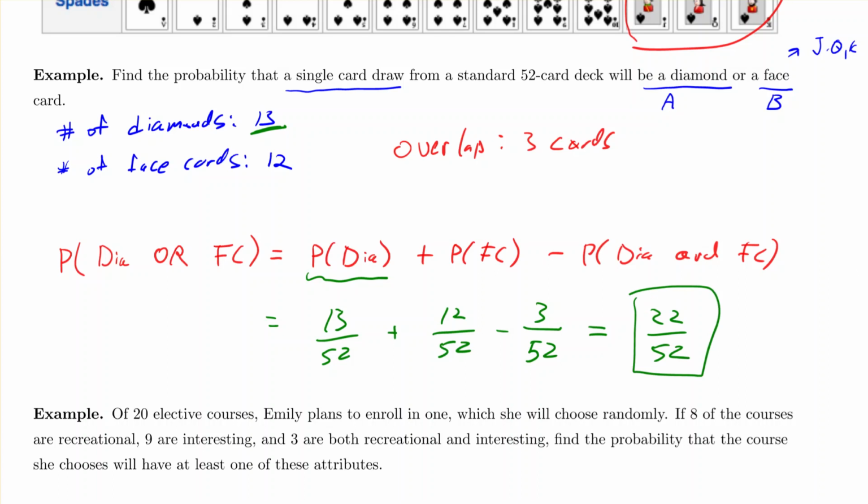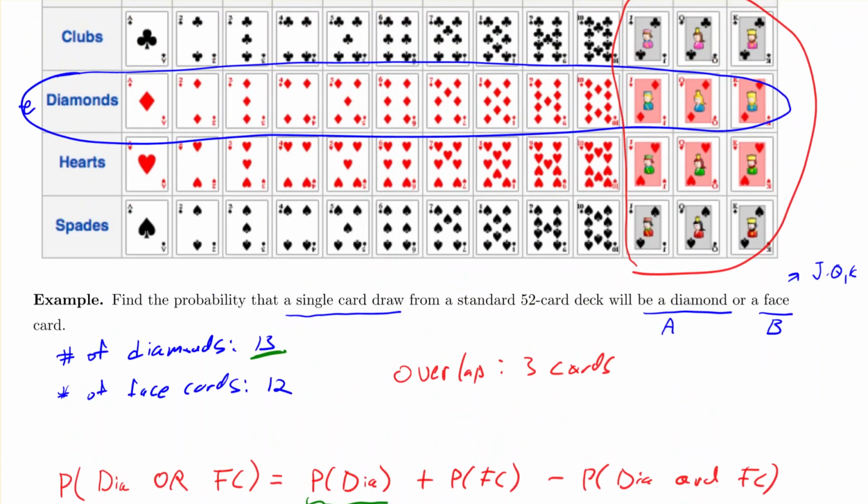So it's important to pay attention. A lot of times the problem itself will make sense or not make sense depending on the events, if they are mutually exclusive or not. Here it is possible to have a diamond and face card in context. But for example, diamond and spades are not possible. They're mutually exclusive. So what's the probability of diamond or spades? We just add 13 plus 13 because we cannot have diamonds and spades. Nothing to subtract. But it is possible to have diamonds and face cards.